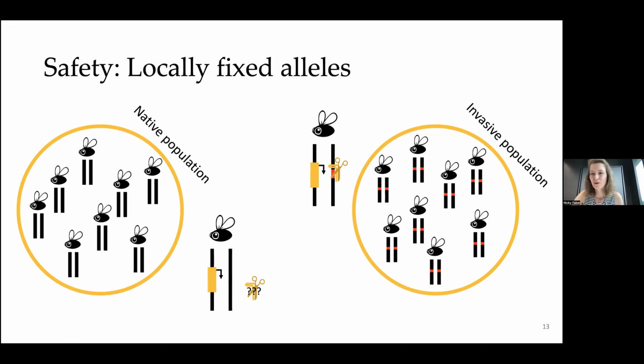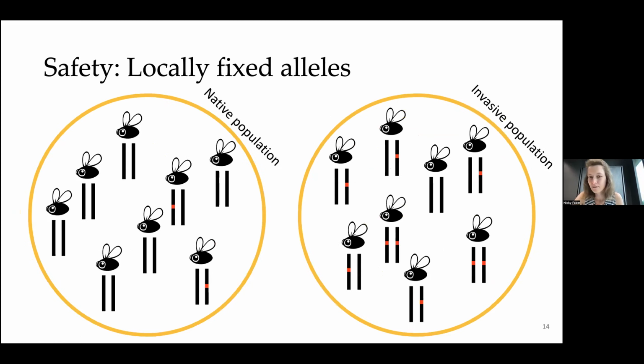Now, this is still a preliminary analysis that I'm working on, but most likely the situation is going to look more like this, where the allele that you're wanting to target with the gene drive is not completely fixed in the invasive population, first of all, which is going to be a big problem for efficiency. And it is also present in a native population. So this is probably not going to work, relying on locally fixed alleles as a safety mechanism. But there's still a lot of work to be done for this.